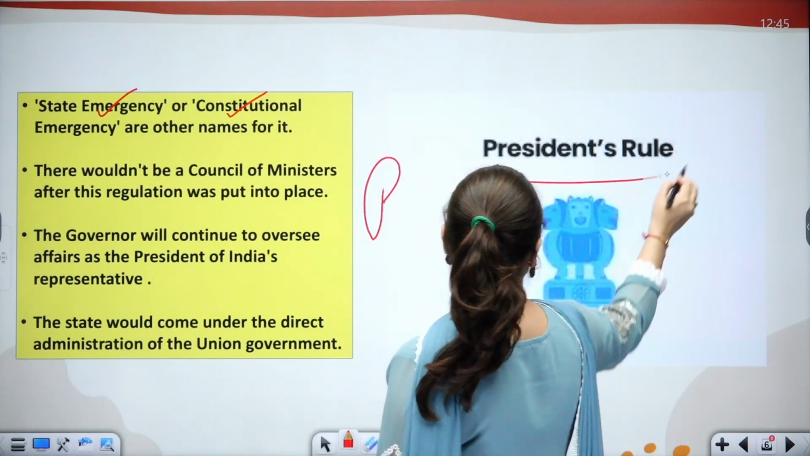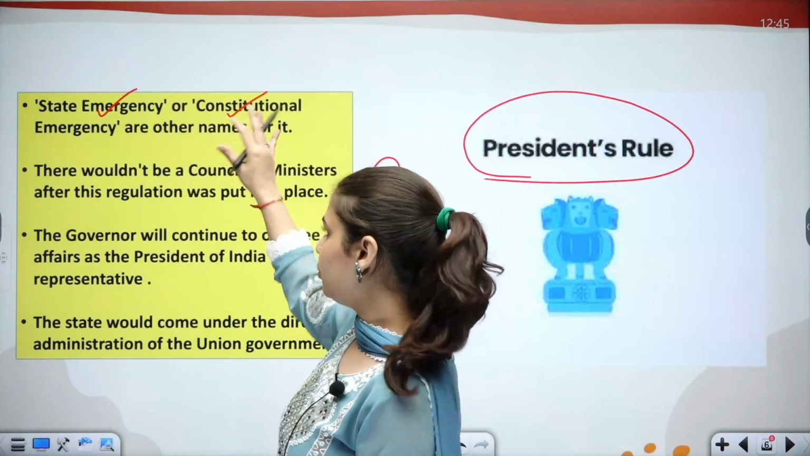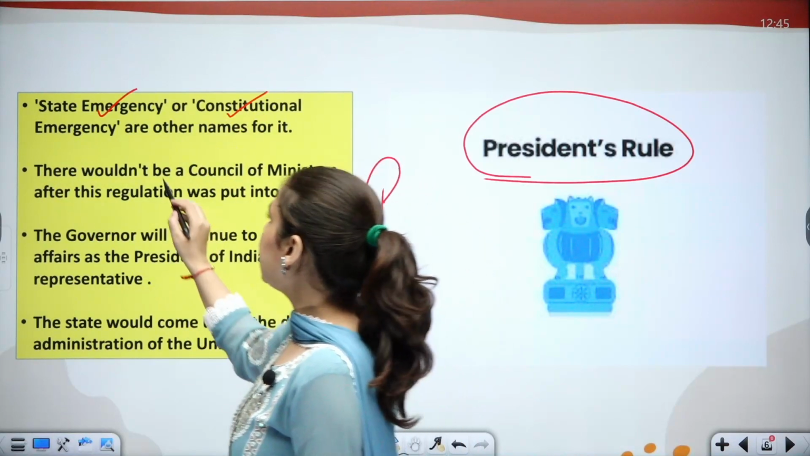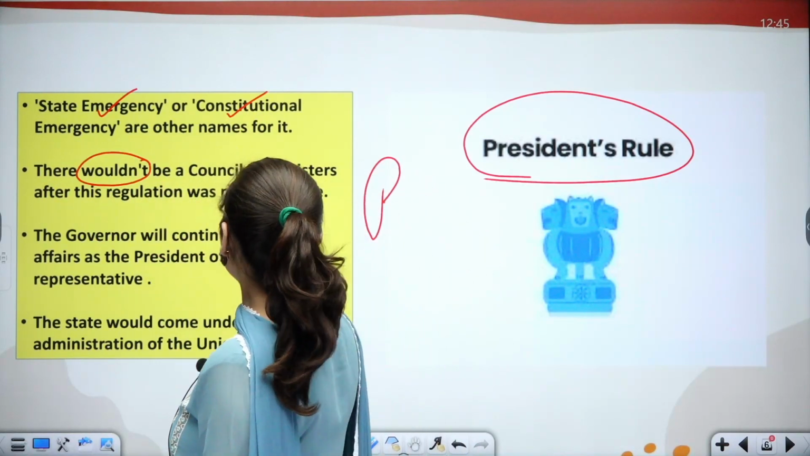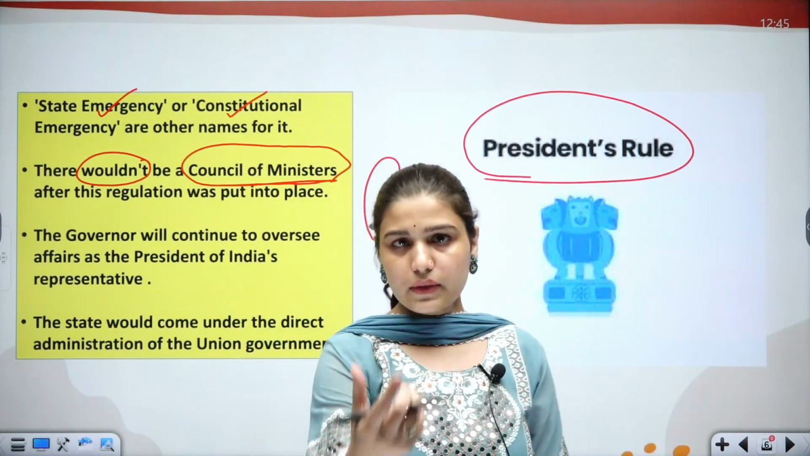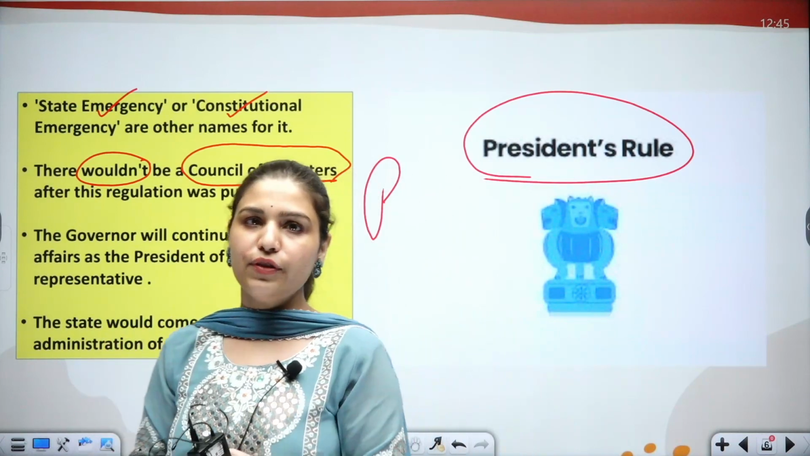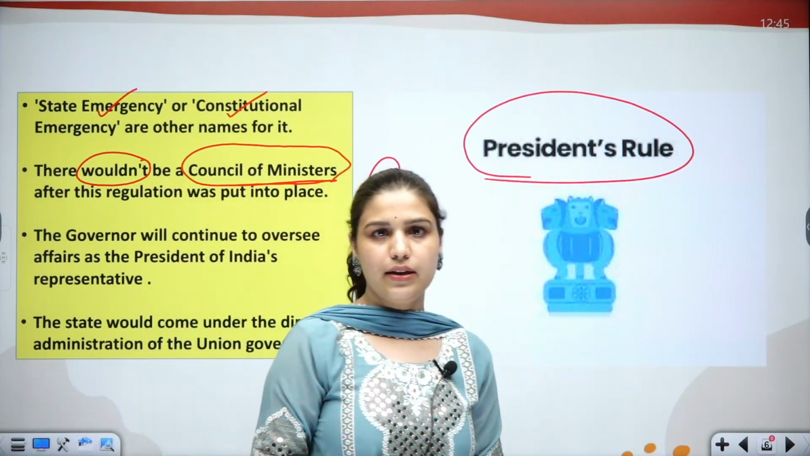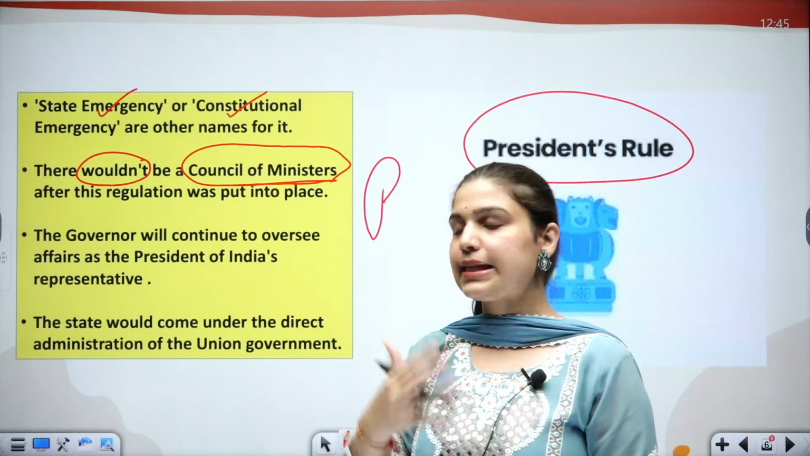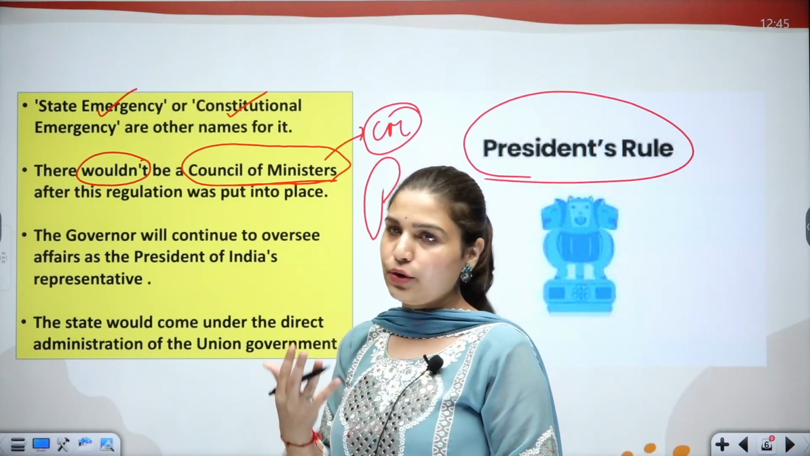President rule is also known as state emergency or constitutional emergency. Now, there wouldn't be any council of ministers. So we see the chief minister. How does our government function? At the national level, we have a council of ministers headed by the prime minister, and at the state level, similarly, we have a council of ministers headed by the chief minister of that particular state.